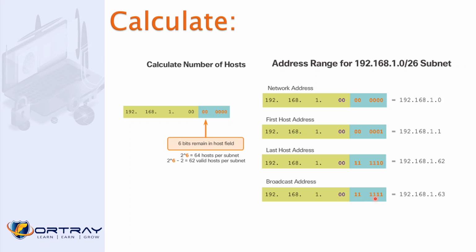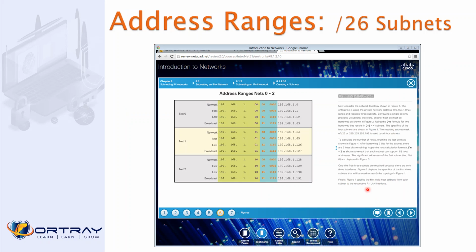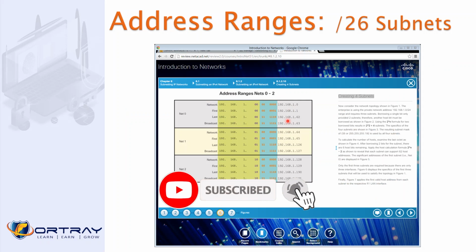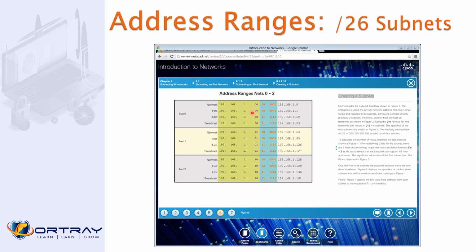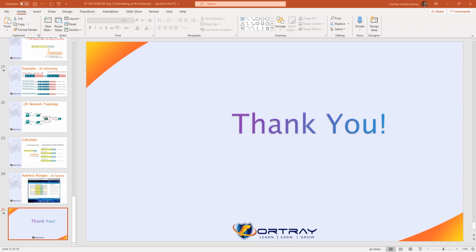The next one, that's how we calculate here. So you can see here 4 networks, each of them. This is 192.168.1.0, 63. The next one will start from 64, 65 is the first IP, the last IP 126 and 127. And 128, 129, and this is how we do it, okay?